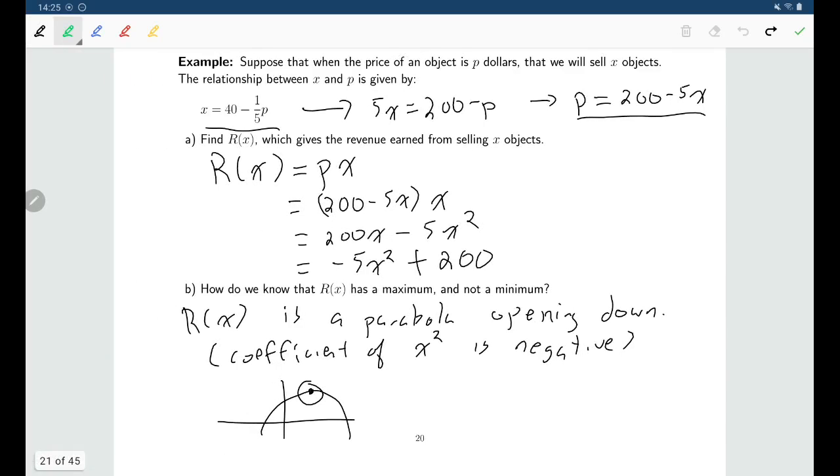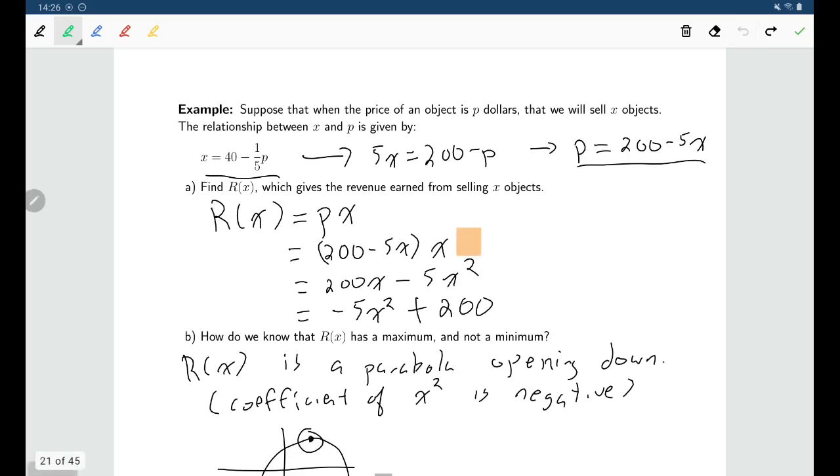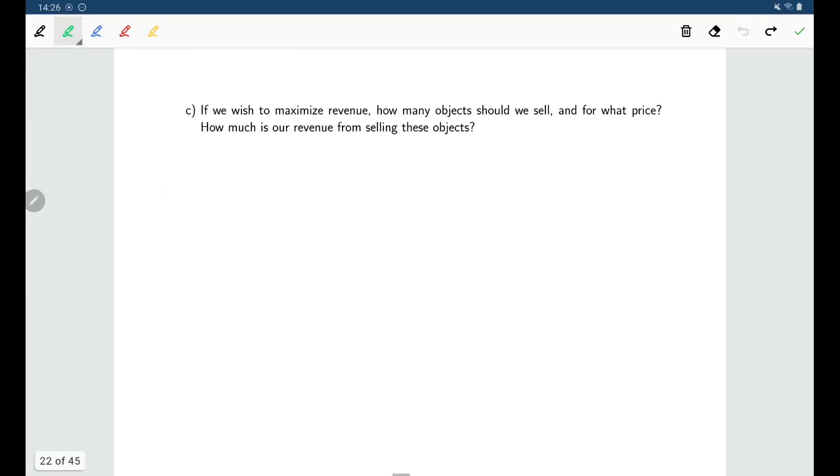Now, when you're thinking about finding your vertex, you have to think strategically here. You have a bunch of options. One option, of course, is completing the square. Another option would be finding x-intercepts and using that to help you find the vertex. And that's what I'm going to do here, because you'll notice that we already had r of x in factored form at that second line. And that means that we could easily find the x-intercepts for r of x.